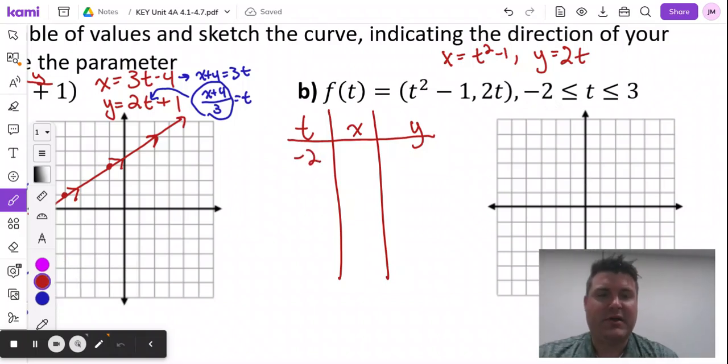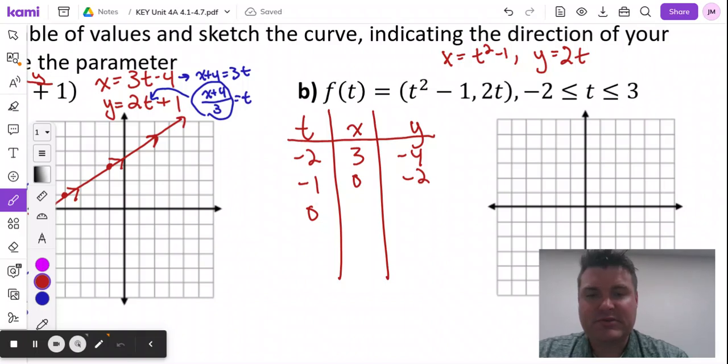So -2. If I plug in a -2, my x value is going to be 3. If I plug in a -2, I'm going to get -4 for y. I'll plot all this in just a second. If I do t equals -1, that's going to give me a 0 value for x. It's going to be a -2 for y. If I plug in a 0, it's going to give me 1. It's going to give me 0.